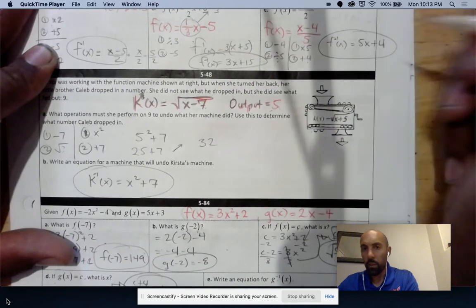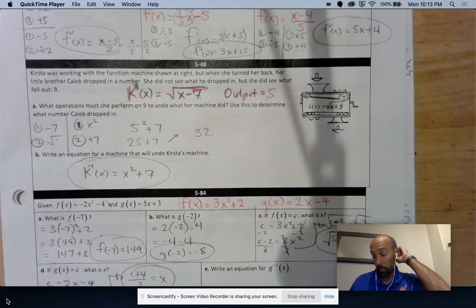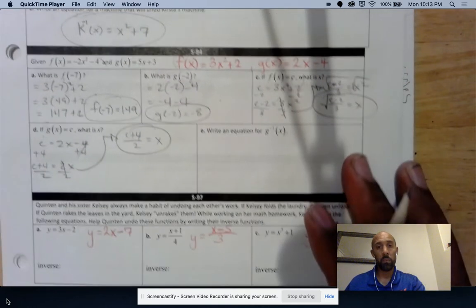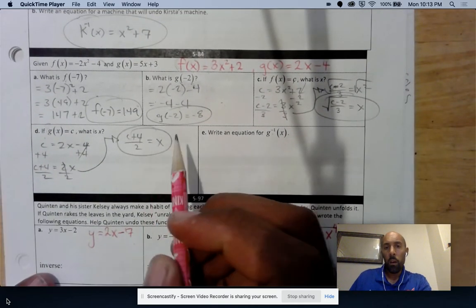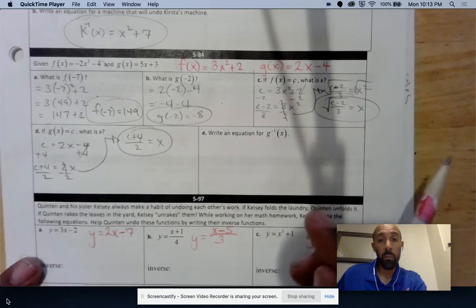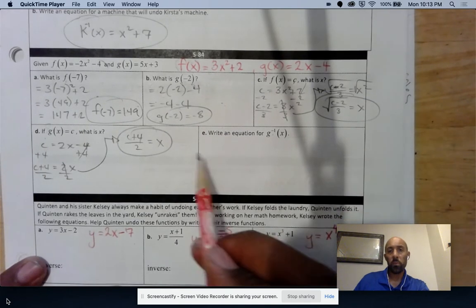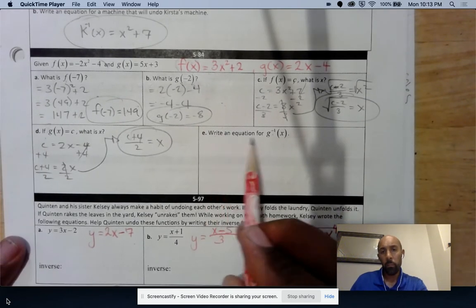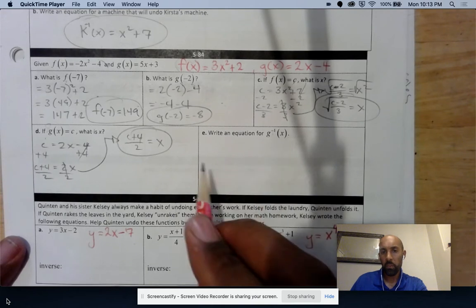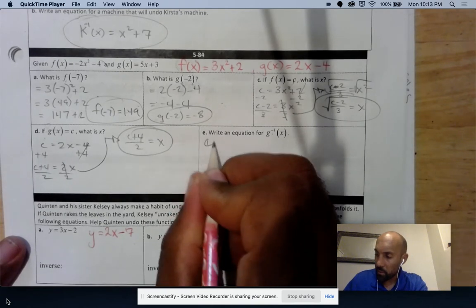Because actually, if you only write a 1, that actually means something else. That's prime, or sorry, not prime, but it's a derivative, and that's in calculus, if you end up taking calculus. Okay, so here, we're going to look for the inverse. So again, let's take those same steps.